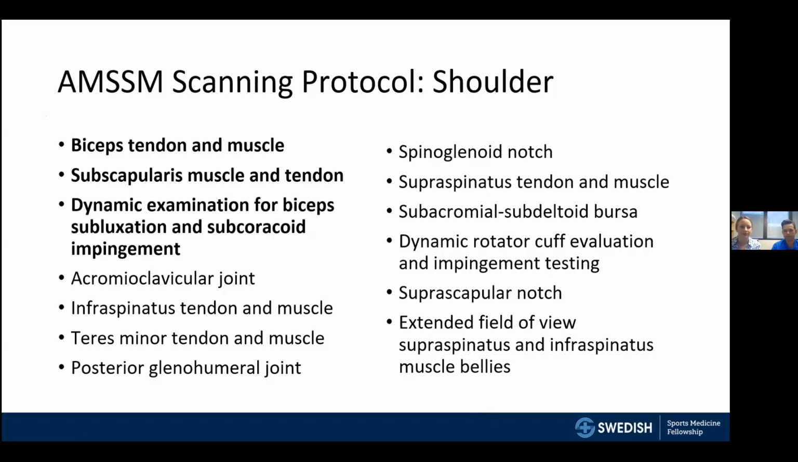Okay, so we'll shift into the ultrasound portion of our case. This is the AMSSM scanning protocol. We did a complete scan on this patient since, as Andre mentioned, her presentation and physical exam were pretty non-specific. But the parts of the exam that we're going to focus on today are mainly the biceps tendon long head, the subscapularis tendon, and then the dynamic examination for the biceps tendon potentially subluxing or subcoracoid impingement.